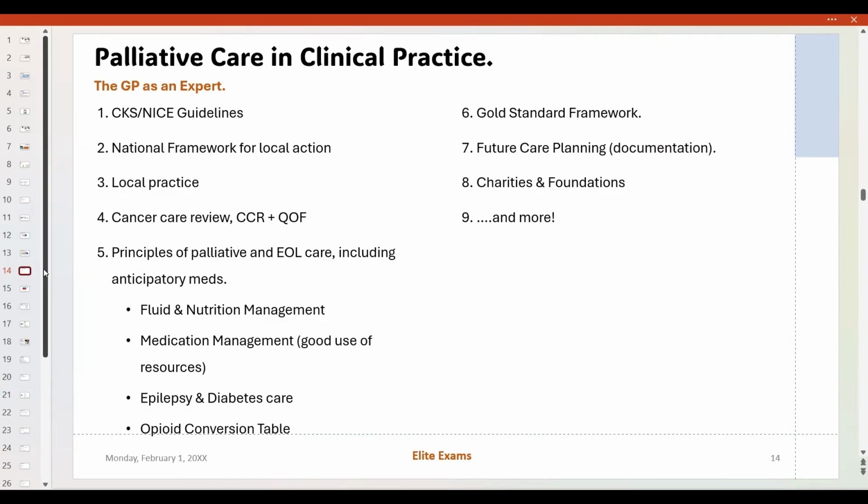And of course, we all know the yellow book for palliative care that gives you the breakdown of anticipatory meds, how to change meds, compatibility. It's important that we know how to manage intestinal obstruction in palliative medicine, end-of-life stages, or even opioid conversion when you want to change medication.